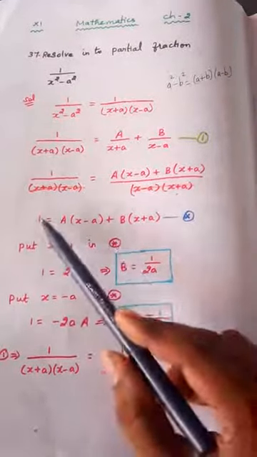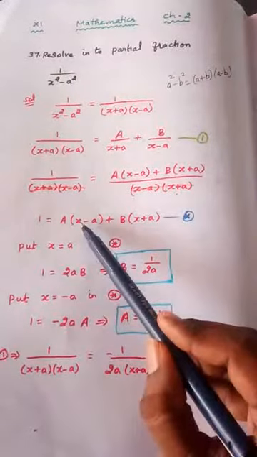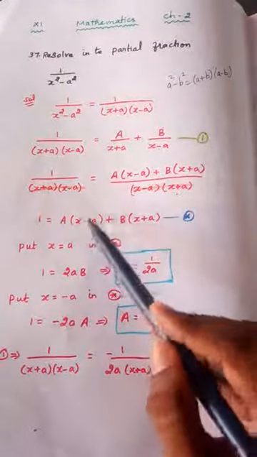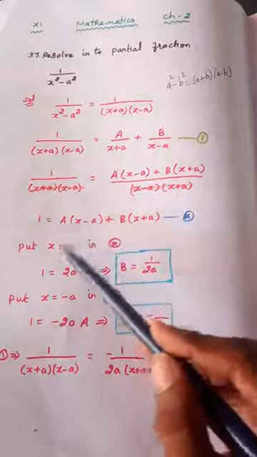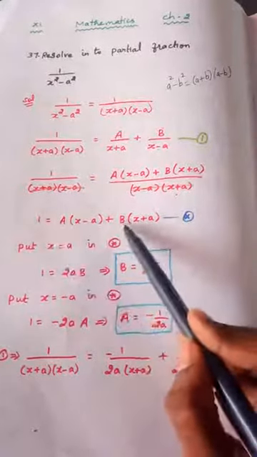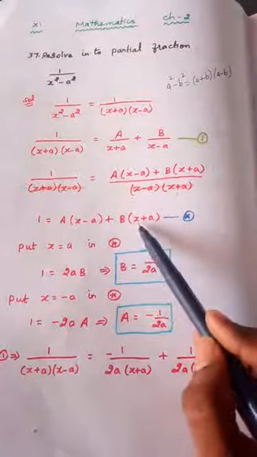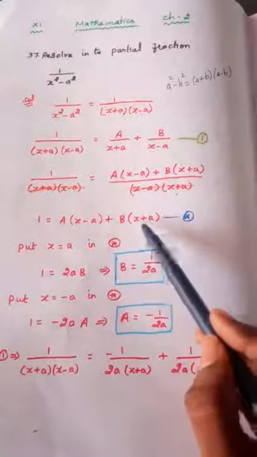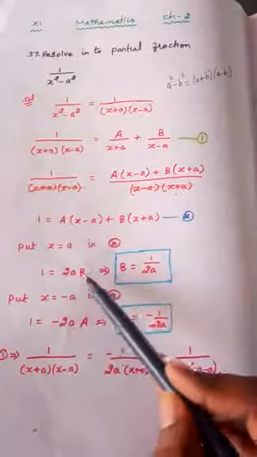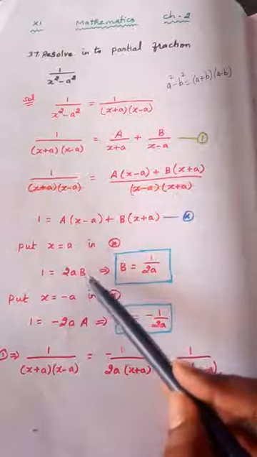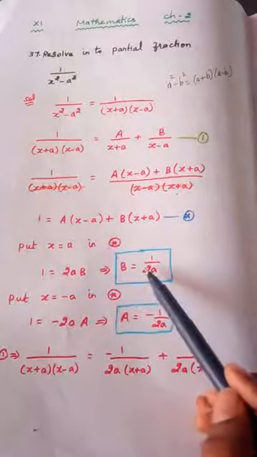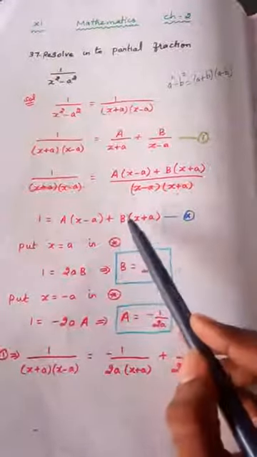So what happens? If I put A here, this becomes 0. So 0 into A is 0. If I put A here, what will happen? A plus A will become 2A. So 1 is equal to 2A B. From this I can easily find out what is B. B is 1 by 2A. Now I got B value.